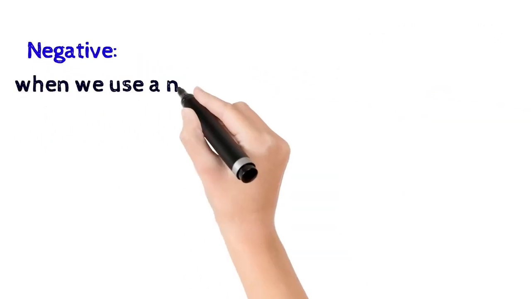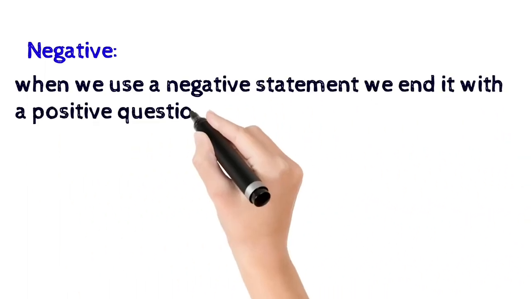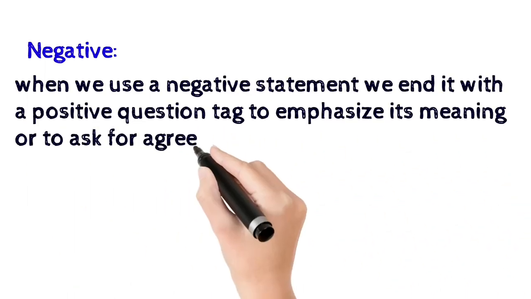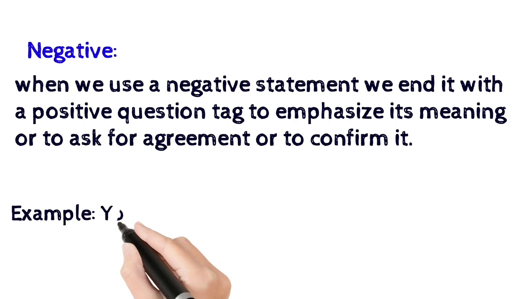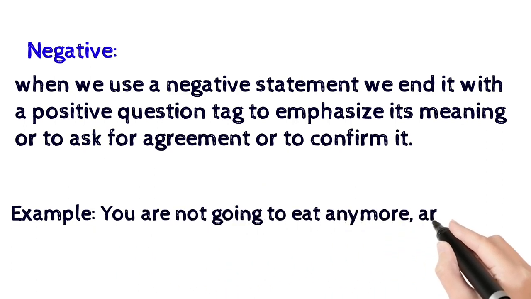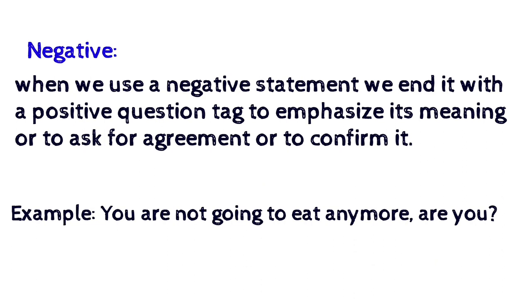So, the next type is the negative question tag. When we use a negative statement, we end it with a positive question tag to emphasize its meaning, to ask for agreement, or to confirm it. So, here is its opposite. For example, you are not going to eat anymore, are you? Here we start with a negative, but end with a positive, confirming. You are not going, but ending with a positive, are you?